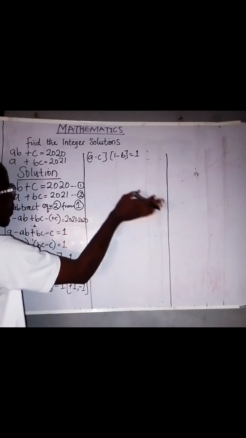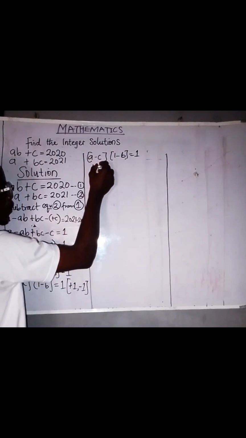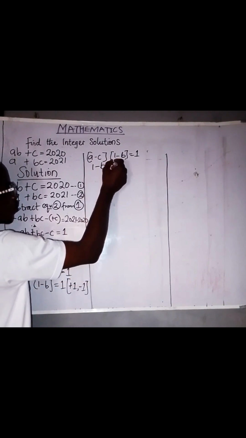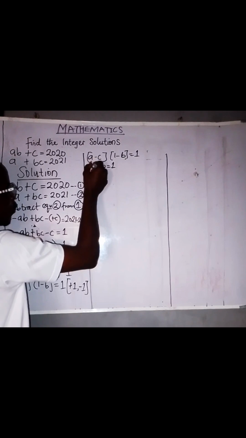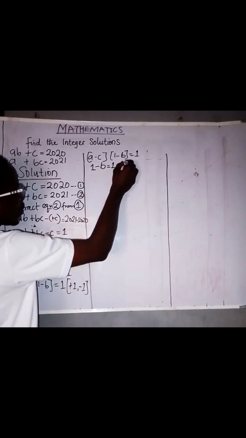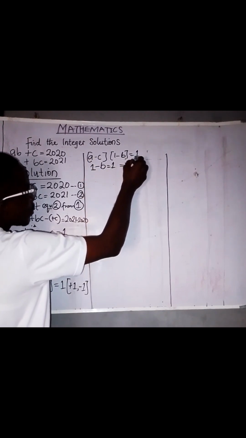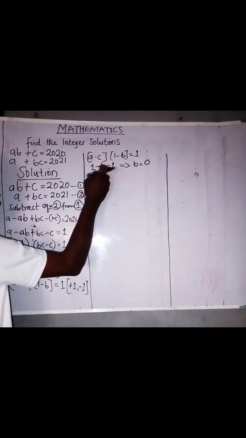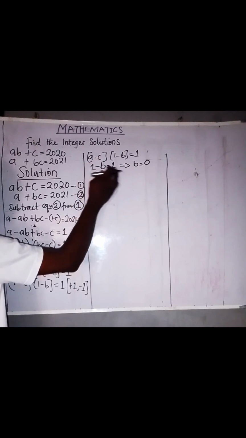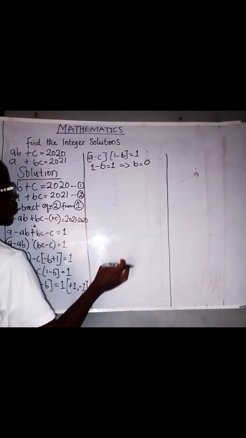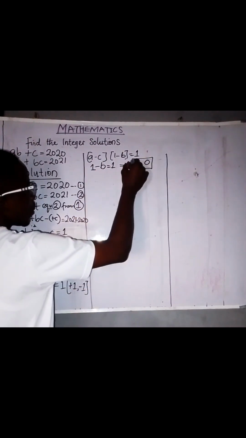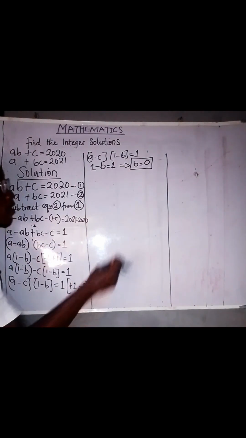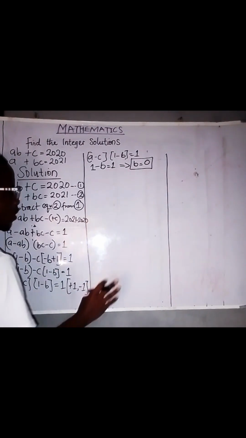Now I can decide to say 1 minus b is equal to 1. For me to get my value of b, that means my b is equal to 0. If b is going over, it becomes positive, 1 comes over, so 1 minus 1. So my b is equal to 0. This is my first answer for b for the first integral.